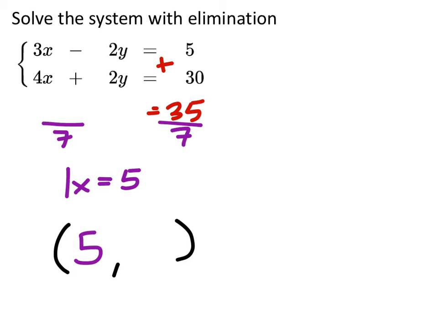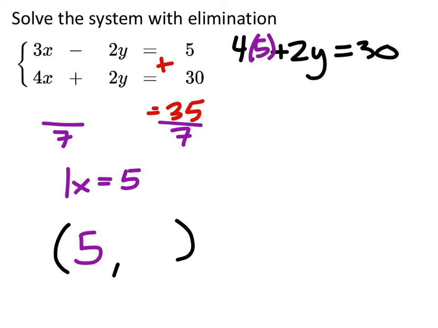So I'm just going to rewrite it. So this is it all together, but I know my y value now is 5, or at least I think I do. So I'm going to replace it with 5. Now I have a really nice equation, which I can use to solve for the y value. 4 times 5 is 20.